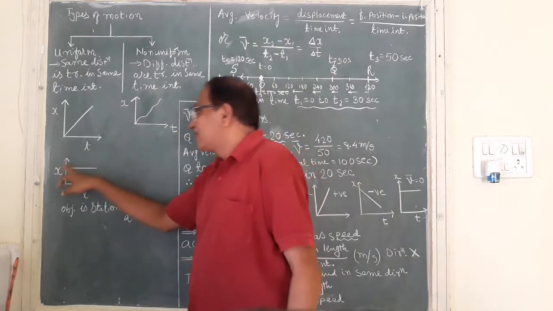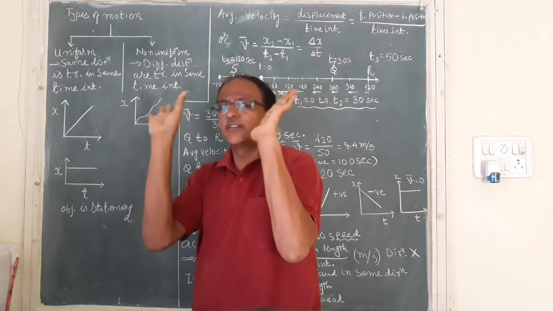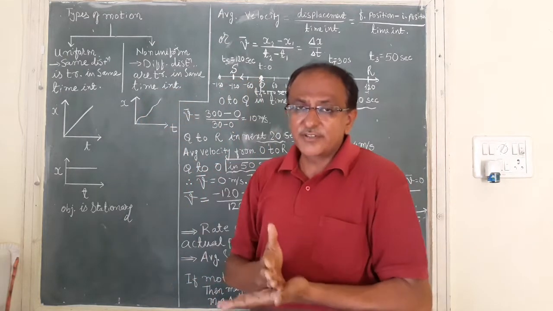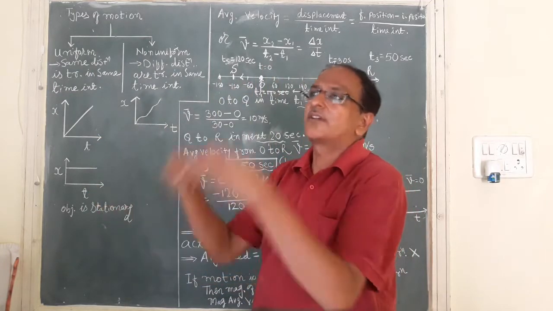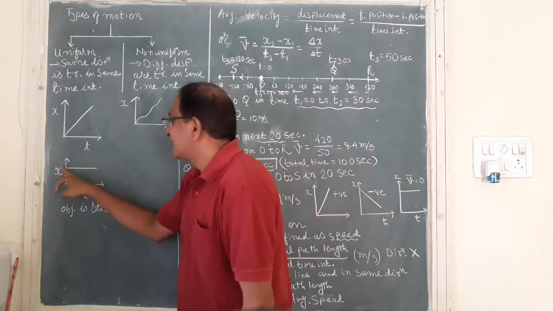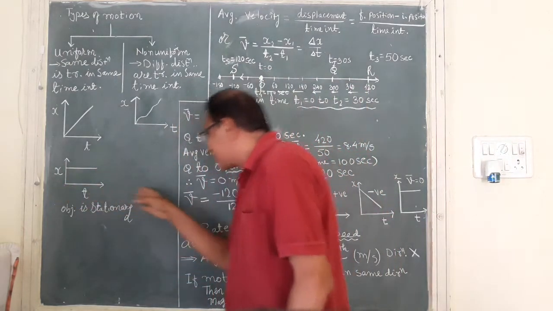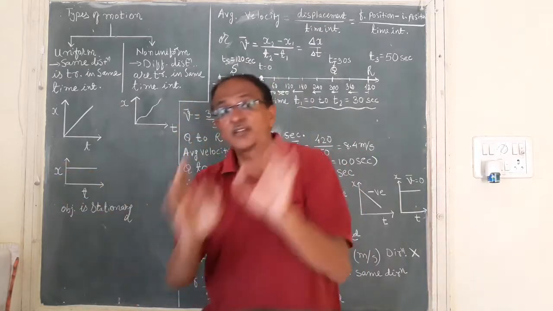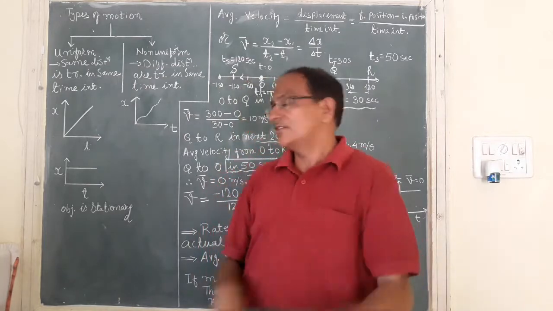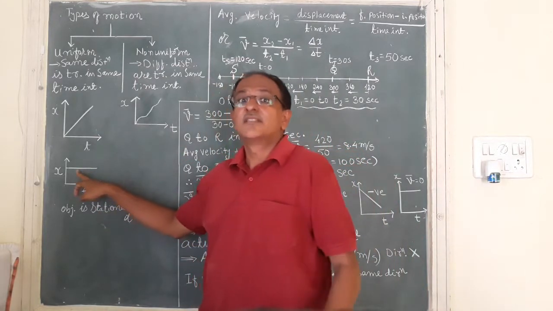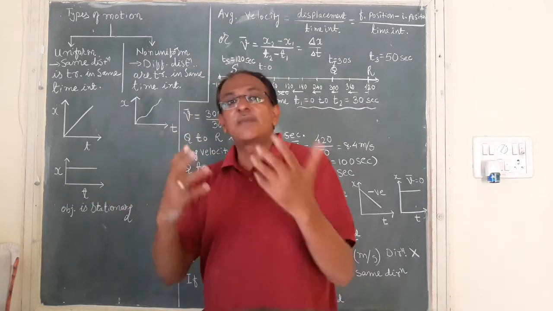Now, if you have an object which is stationary, situated at some position, say for example from the reference point it is at 10 meter, then it remains there for some time interval, and it is not changing its position with respect to time. Time passes, but the position remains unchanged, then this kind of object is said to be a stationary object, and the graph of this kind of situation will be parallel to the time axis.